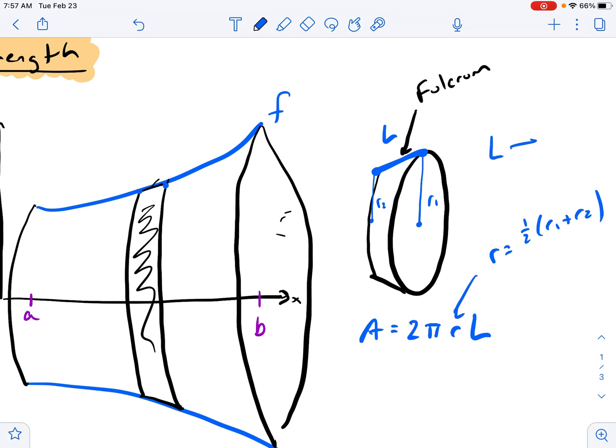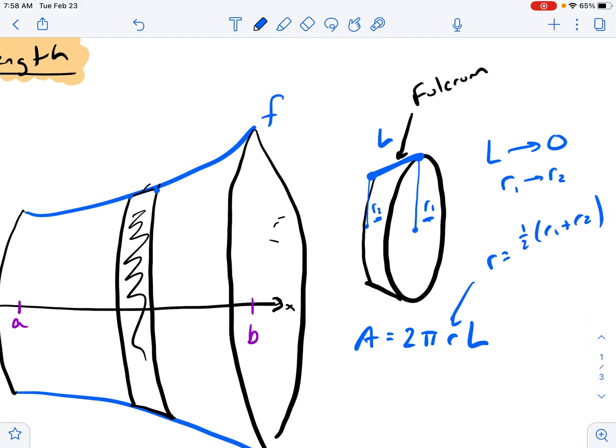Since we're going to let L approach 0 and get really, really thin and small, what's going to happen to the size of these radii? Well, they're going to approach each other. They're basically going to be the same value at the end of the day, and so we can just use R to represent that because it's going to be so small. These two values are going to be so close to each other that it's basically just the same value here, okay?